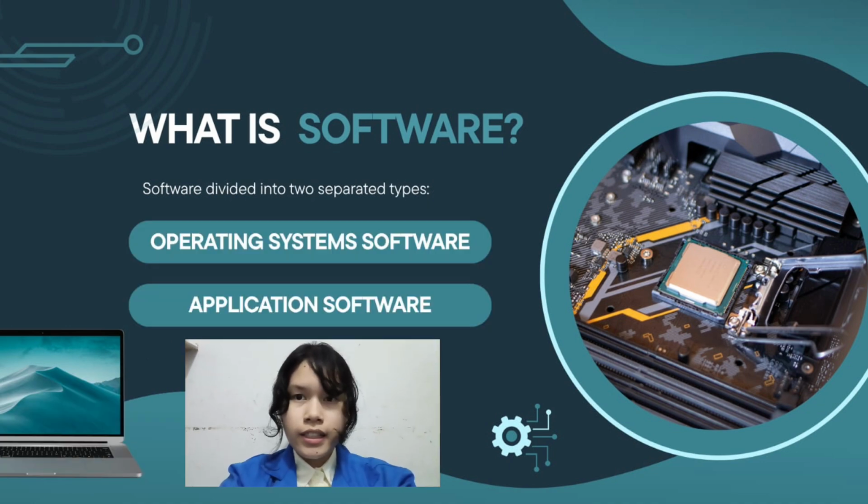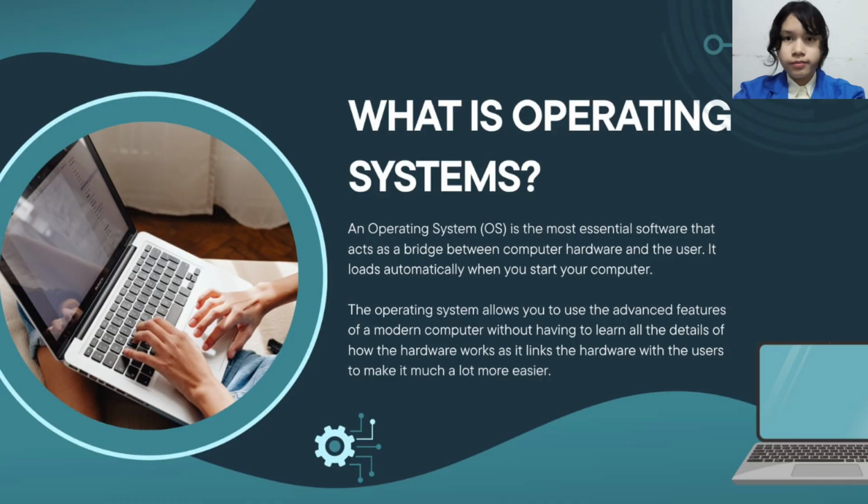So, software is divided into two separate types. The first one is operating system software, and the second one is application software. So now we're going to explain operating system.